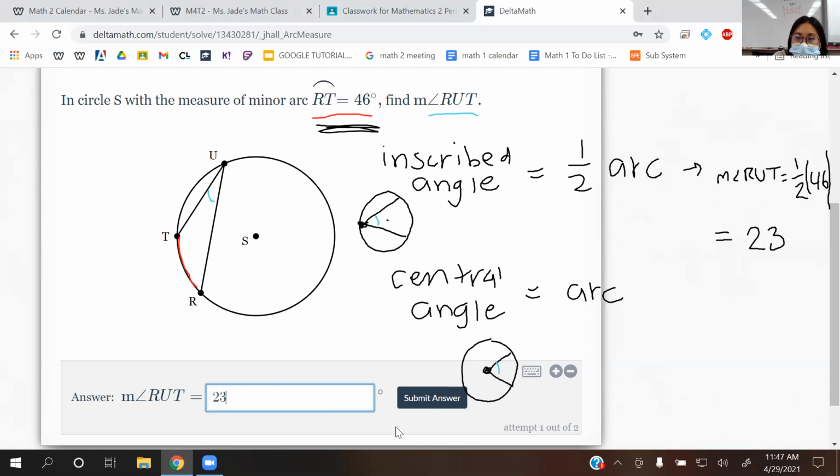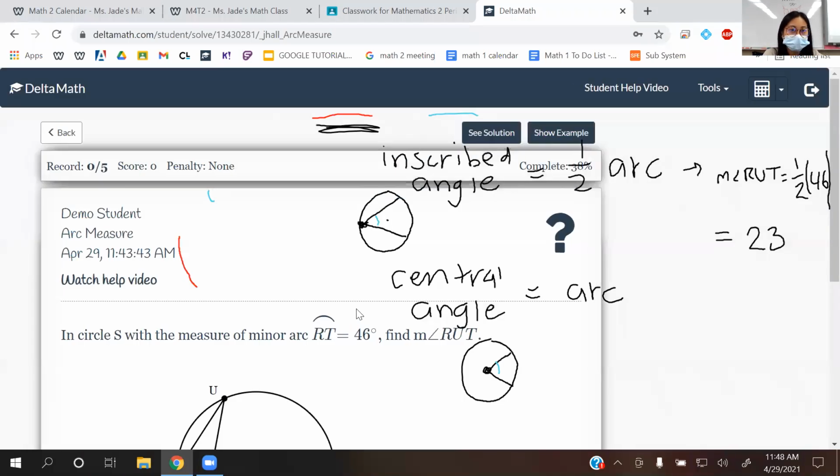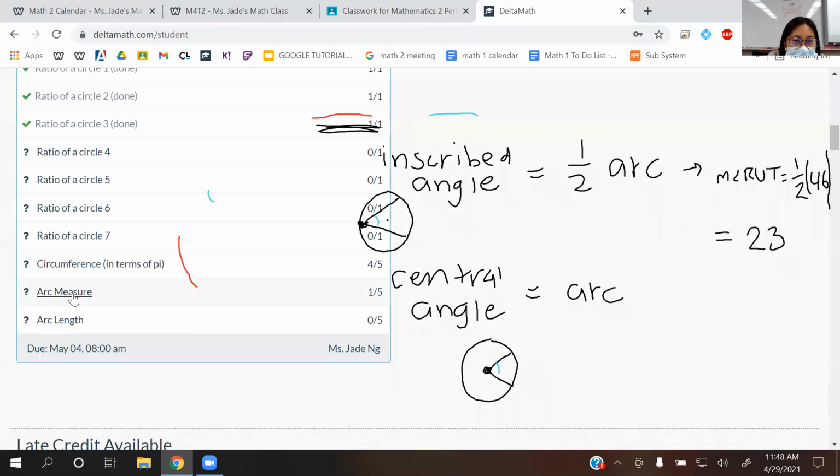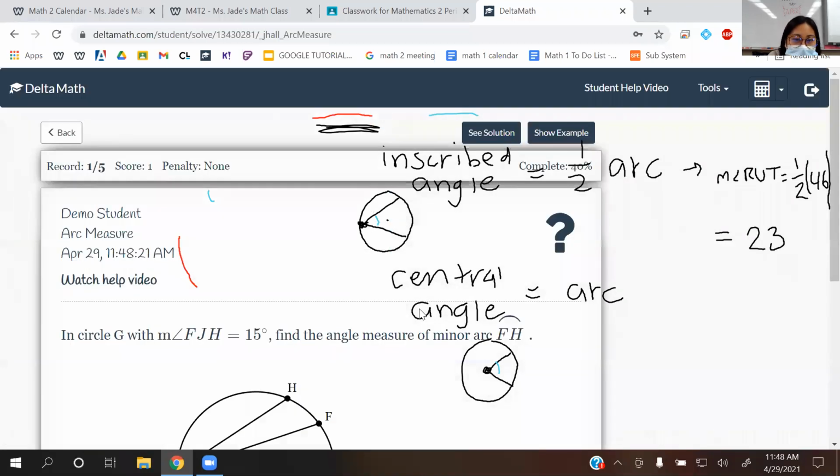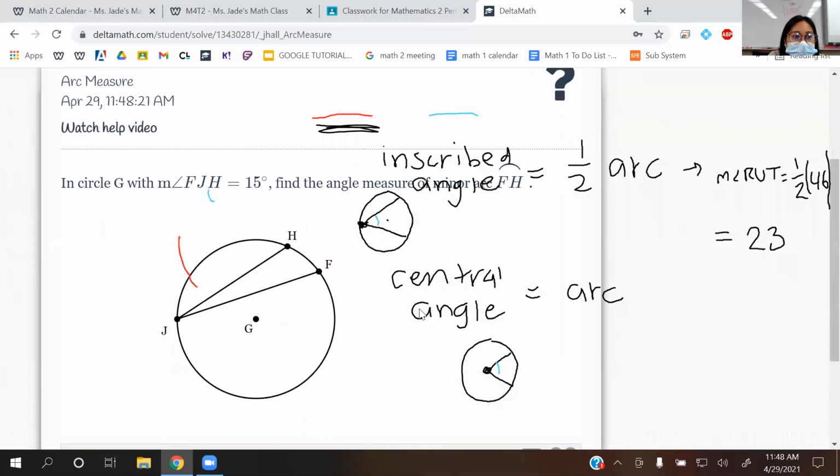So yeah, don't write 23. Great, it's not showing me, so let's go back. And you can see we got 1 out of 5, which means we got it correct. Sometimes it just lags.